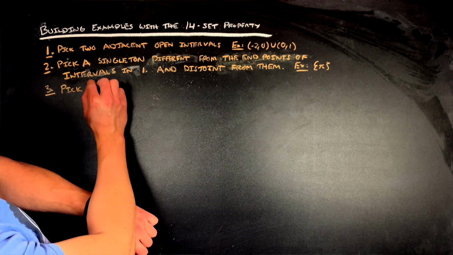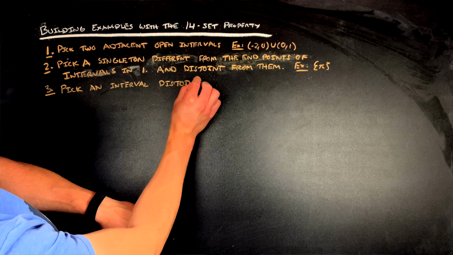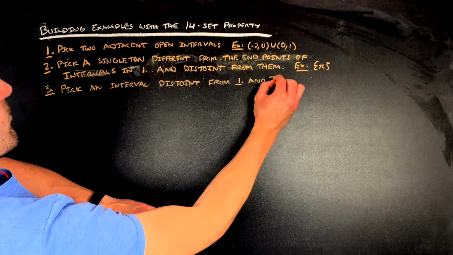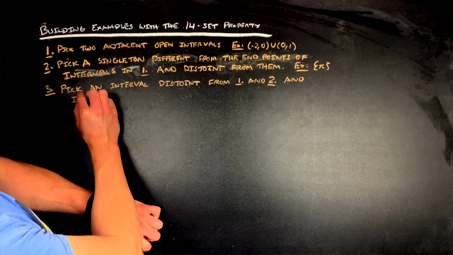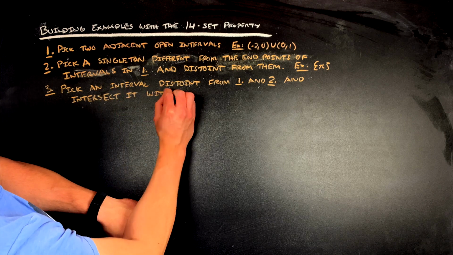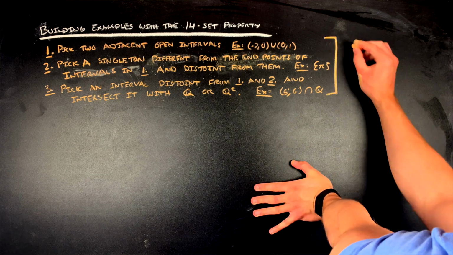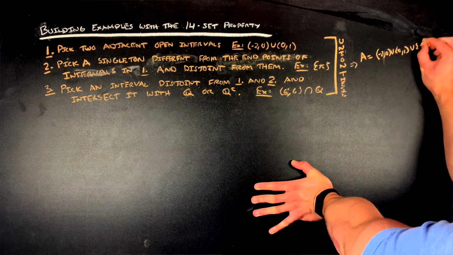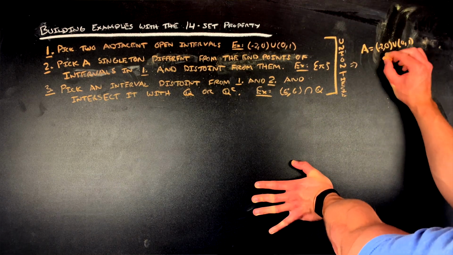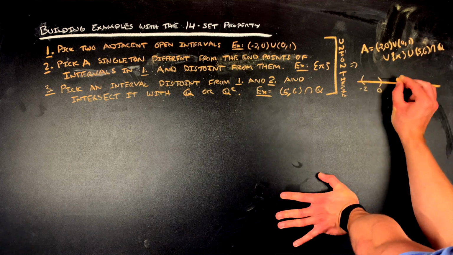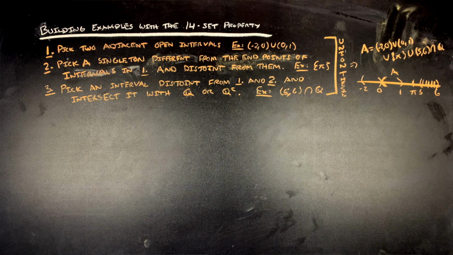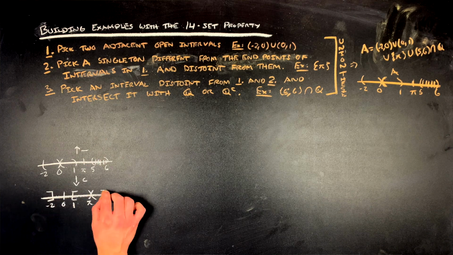Lastly, and this is the main trick, take an interval intersected with the rational or irrational numbers. I'm going to go ahead and look at the open interval from 5 to 6 intersected with the rationals for my example. And you go ahead and take these 3 different things that you chose in these 3 steps and you union them together, and that will be your example. As you run through the operations, you'll end up getting these sets.